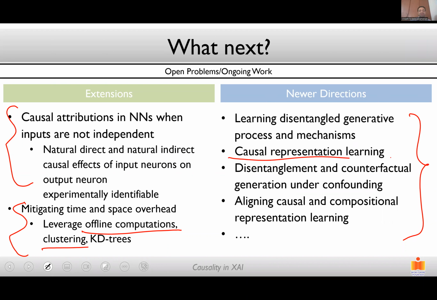How do you perform causal representation learning? How do you do disentanglement and counterfactual generation when your variables could be heavily confounded? You have some variables, but you realize that what you're seeing is not the truth. There's some other third variable behind the scenes that is causing these variables to have these values. How do you find which of the variables is a confounder? How you disentangle them and generate counterfactuals under these settings becomes important. And also more generally, aligning causal with compositional representation learning would be a very interesting direction to look forward.